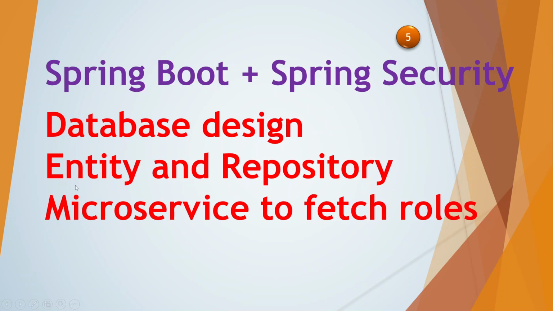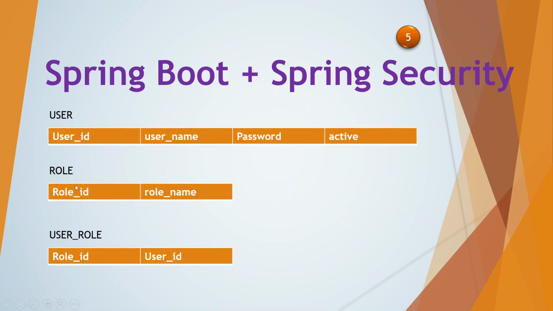This is the table we are going to create. The user table will have user id, username, password, active columns. The role table will have just role details. The user role table will have the role and user id, what all roles will be there, those ids will be stored for each user id. This is the database we are going to design for this example.